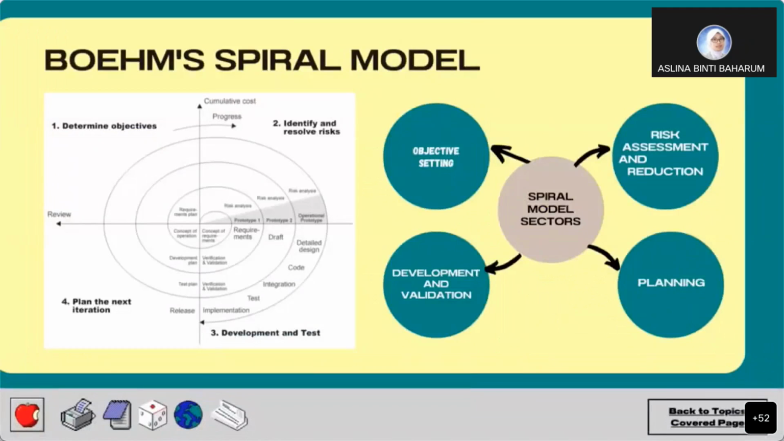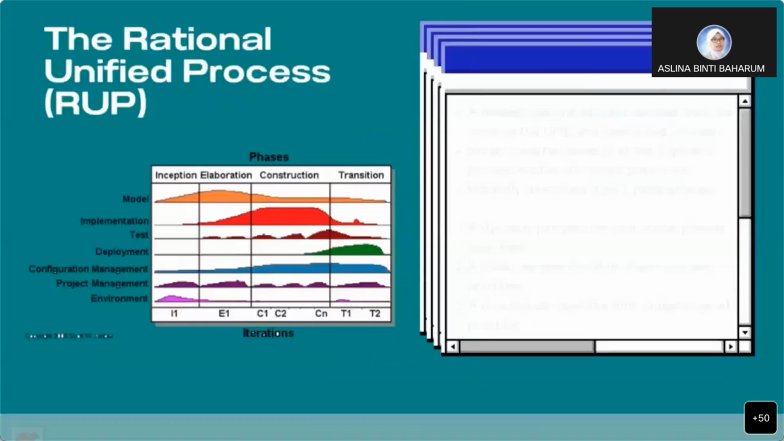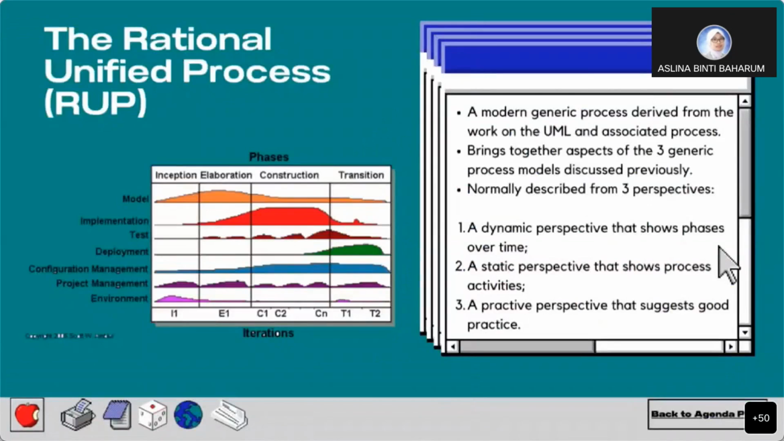As we can see here in the slides, first things first, we should determine the objectives for our project. After that, we should identify and resolve the risks of our project to make sure any risk will be avoided. After that, we should develop and test our project. And last but not least, we should plan the next iteration. So the spiral model sectors include objective setting, risk assessment and reduction, planning, and development and validation. So just now, I showed you how Boehm's spiral model works.